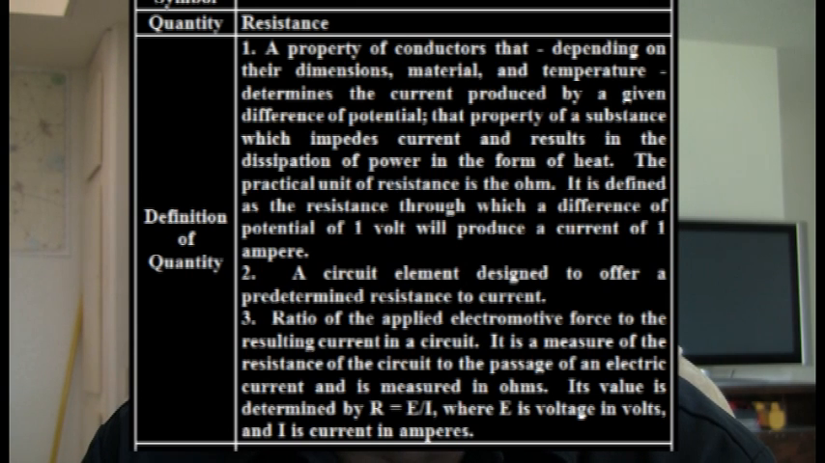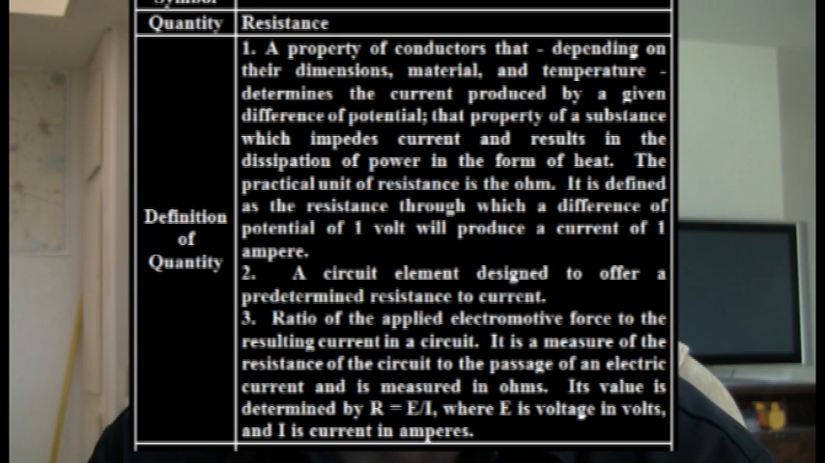Okay, a current element designed to offer a predetermined resistance to current. Okay, yeah, duh. A ratio of the applied electromotive force to the resulting current in a circuit. It is a measure of the resistance of the circuit to the passage of electric current, and is measured in ohms. Its value is determined by resistance equals E divided by I, where E is voltage in volts and I is current in amperes. Okay, that is completely worthless too.